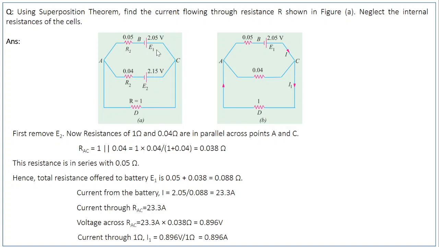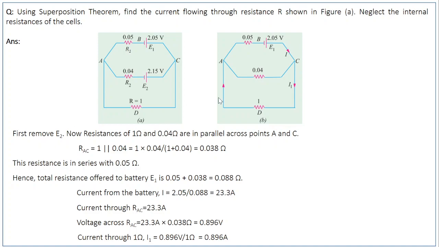You have two batteries, one with voltage 2.05 volt and another with 2.15 volt. You are asked to calculate the current through the resistance R. According to superposition theorem, the total current is nothing but an algebraic sum of the individual currents. First, you can remove E2 and replace it with its internal impedance. We are asked to neglect the internal impedance, so you can just remove it, connect the terminals together, and calculate the current. Similarly, you remove E1 and calculate the current, then find the sum of these two currents. That will give you the total current.